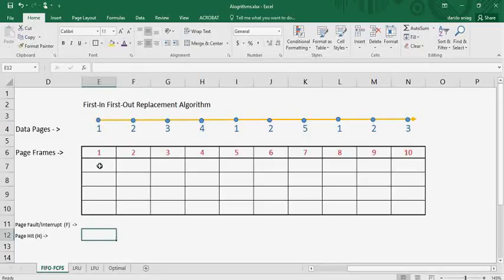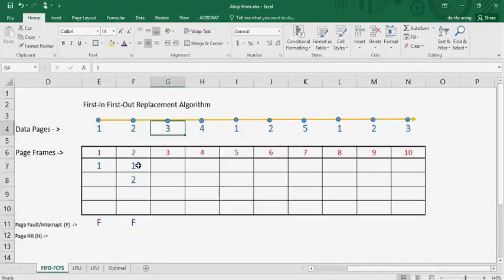So let's get started. The first data page being required is page 1. In the frame you would see there's no data page loaded, so right off the bat that's a page fault. We'll put an F there, and then we're going to load 1. The second job that needs to be called upon is data page 2. As you can see, data page 2 is nowhere to be found in the current page frame, so that results in a fault, and we're just going to put 2 together with 1 that's already in the memory.